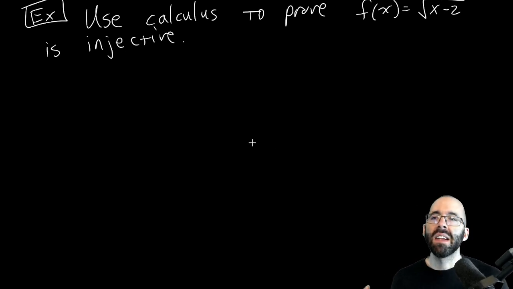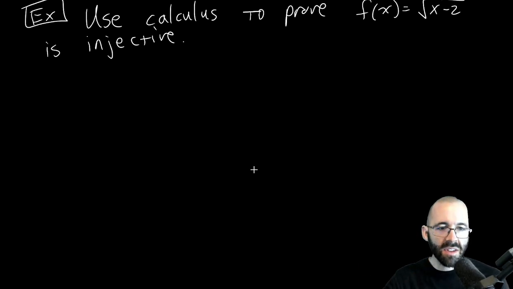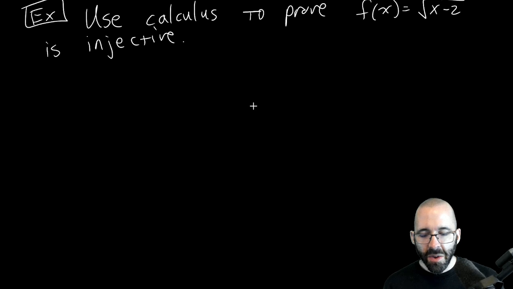Remember, injective means that every output has a unique input. It means horizontal line test. It means if two outputs are the same, that means their inputs must have been the same. It means if two inputs are different, their outputs must also be different. Lots of ways that we can think about injective, aka one-to-one. But one of the ways that we can do it is by looking at the derivative.